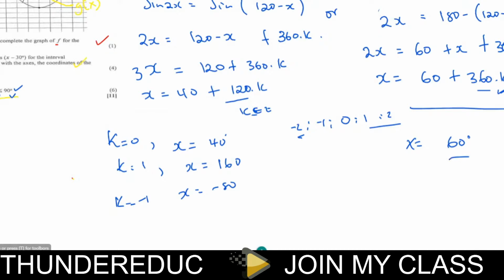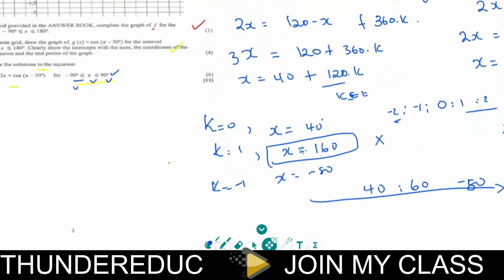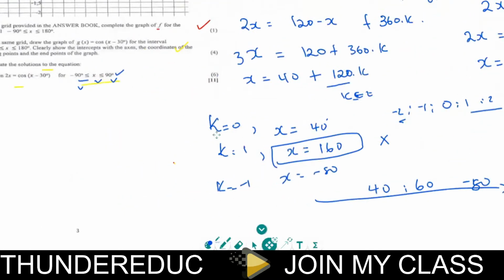So my values of interest are going to be 40, 60, and then -80. So this 160 is also out of range. I'll not take it. So these become the solutions of interest. These are the solutions that are needed for this question. When they say calculate the solutions, that's how we do it.